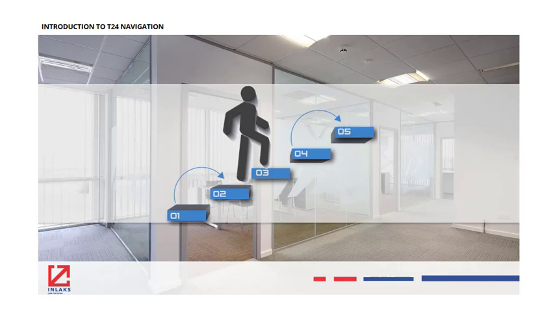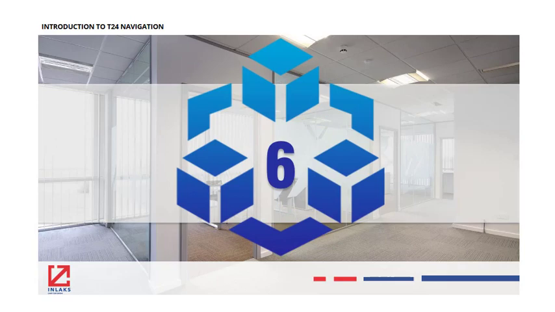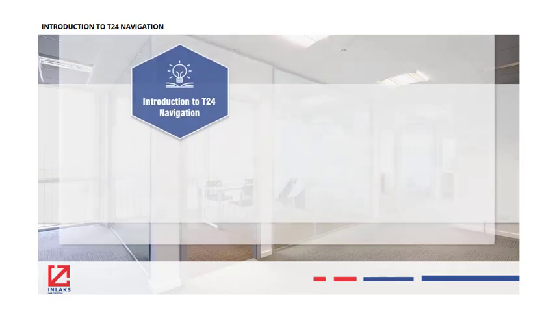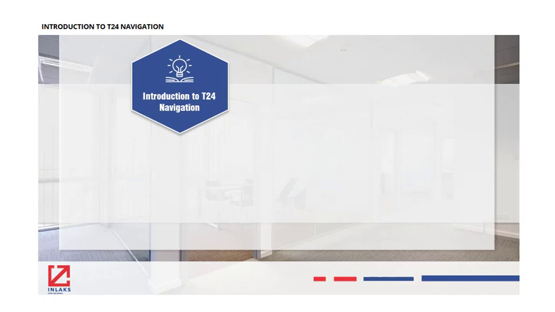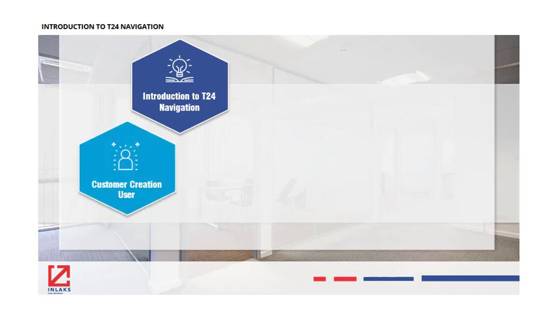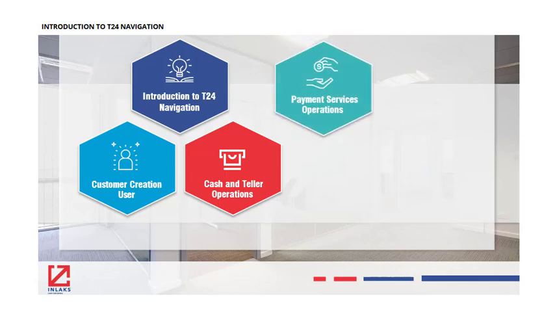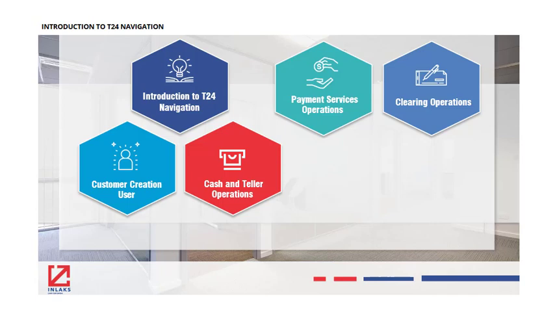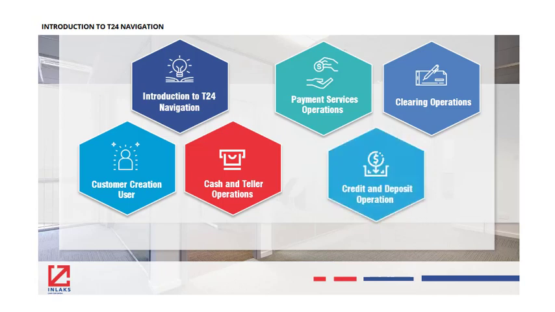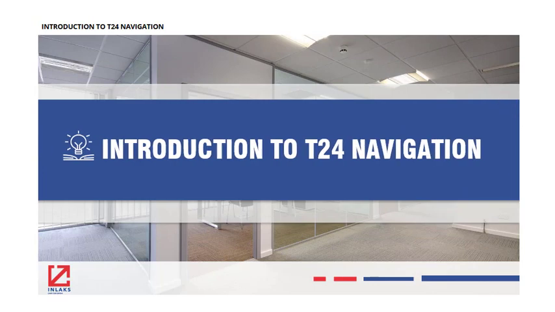The user guide training has been broken down into 6 modules, namely Module 1, Introduction to T24 Navigation, Module 2, Customer Creation User, Module 3, Cash and Teller Operations, Module 4, Payment Services Operations, Module 5, Clearing Operations, and lastly, Module 6, Credit and Deposit Operation. Without any further ado, let's begin with the Introduction to T24 Navigation.